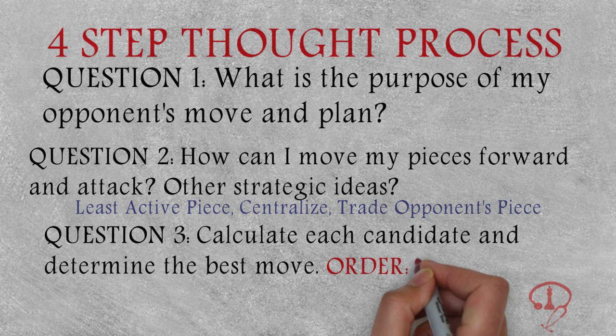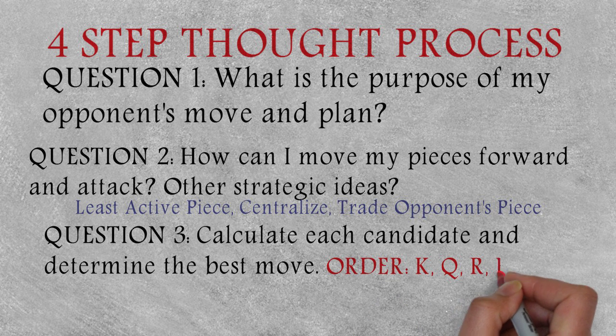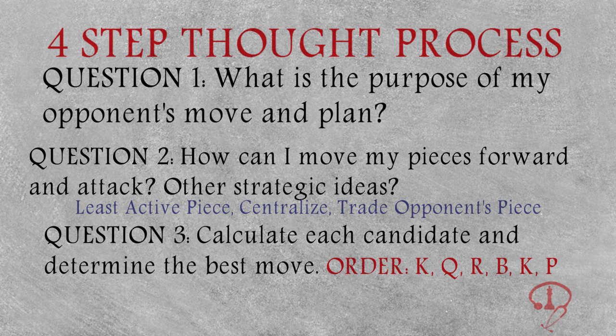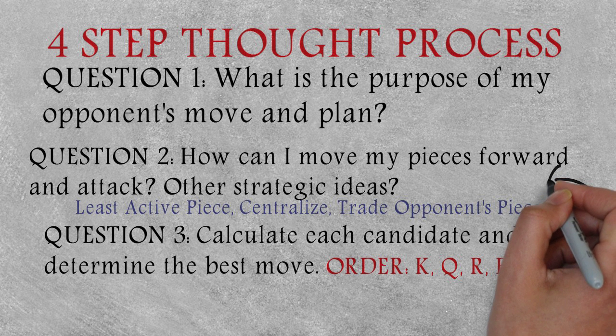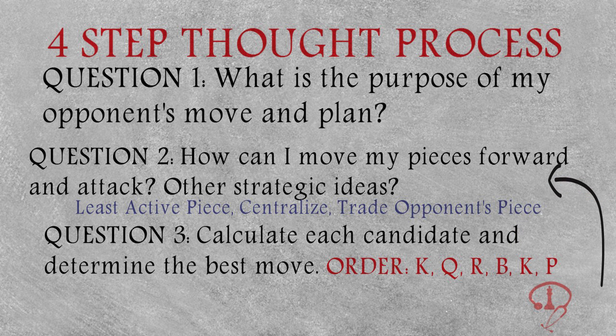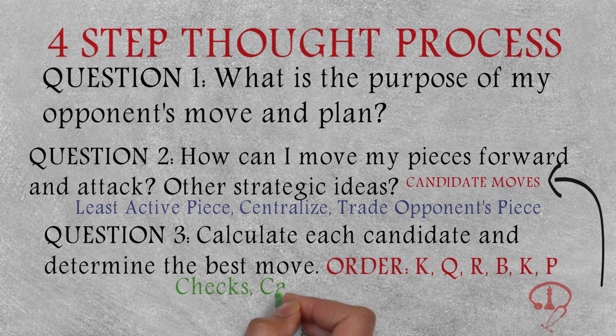So the process I use is to go from the piece of the highest value to the piece of the lowest value, going in the order of the king, the queen, the rook, the bishop, the knight, and then the pawn. And what I do is, from all the candidate moves I chose in step 2 from my strategic understanding, I will look at all the possible checks, captures, and threats till the end of the line, and then I will determine the best evaluation for each move and decide my move.